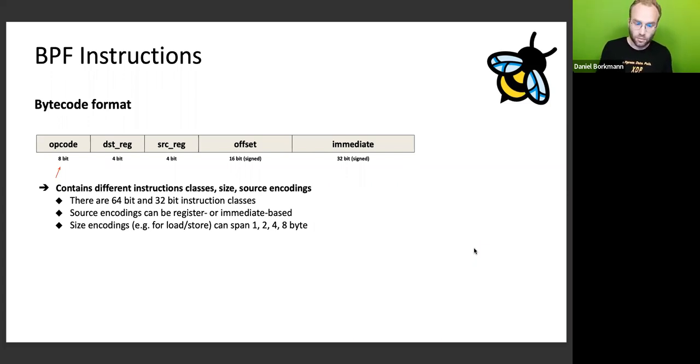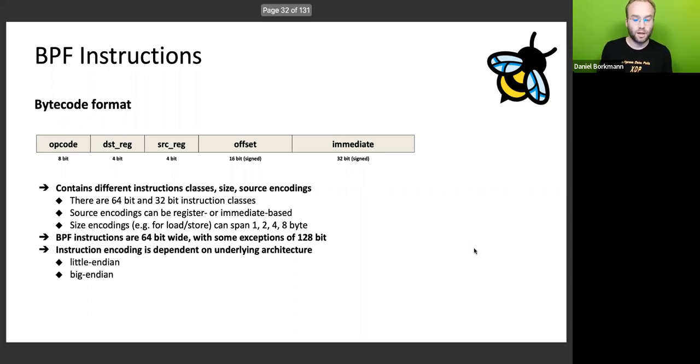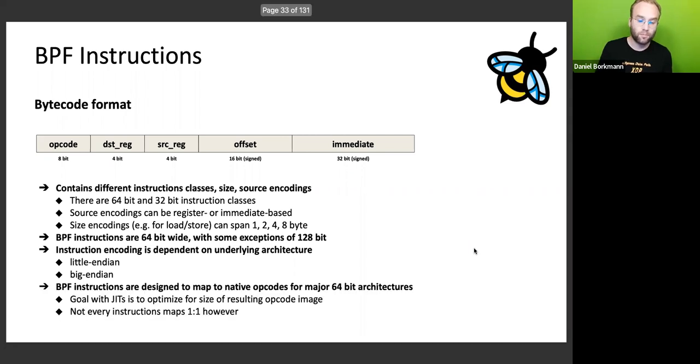And in general, the instructions, in particular for jump, ALU, and move, are available as classes for both 64 bits and also 32 bits. The instruction is in general 64 bits wide, and there are some exceptions where you have a double instruction with 128 bits. And again, the encoding, in particular for the offset and immediate, is either little endian or big endian, depending on your underlying CPU. So you don't have to convert to one format.